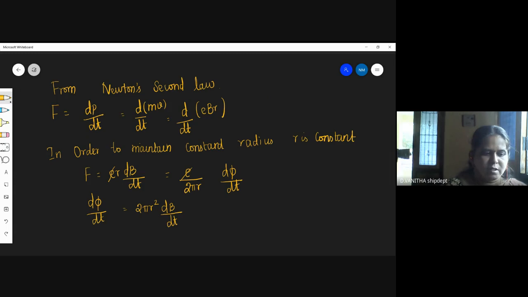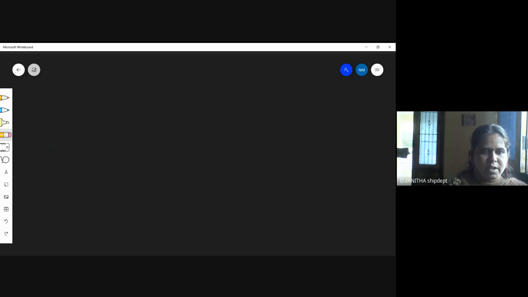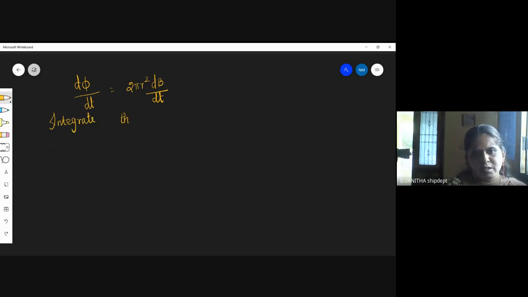So then we have to integrate that equation. So the next one. Here we are getting the equation as d phi by dt equal to 2 pi r square dp by dt. So then integrate this equation.